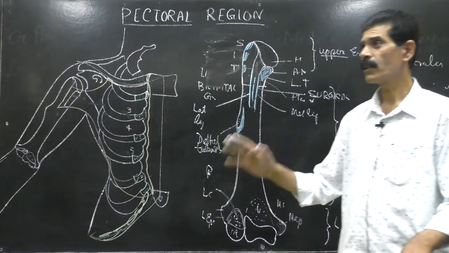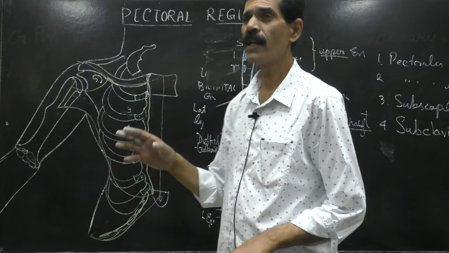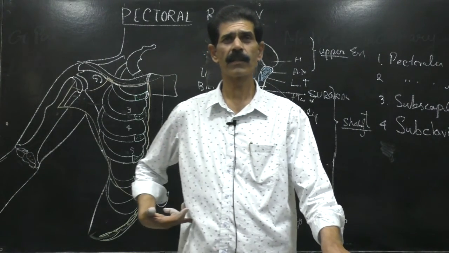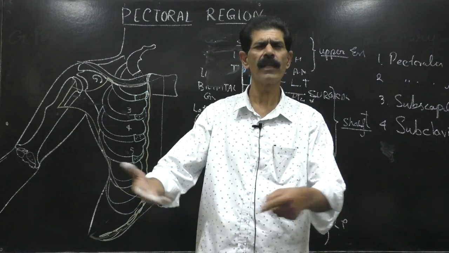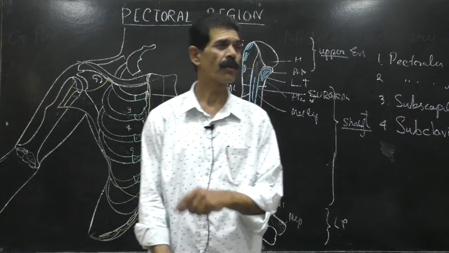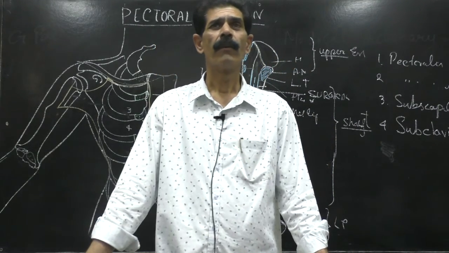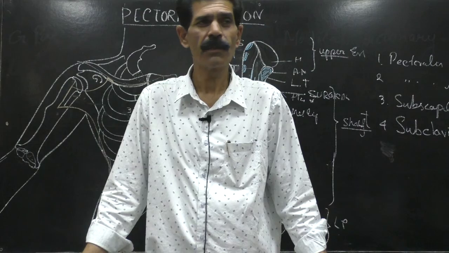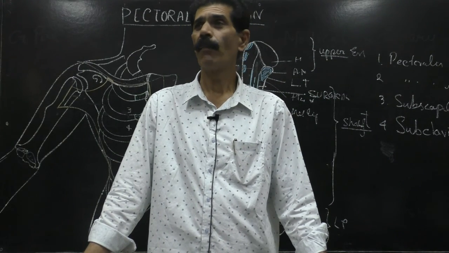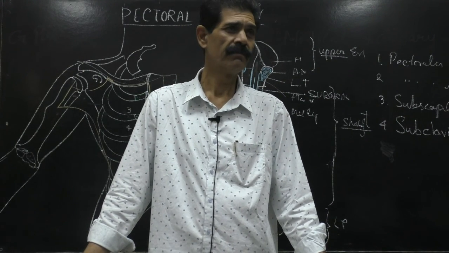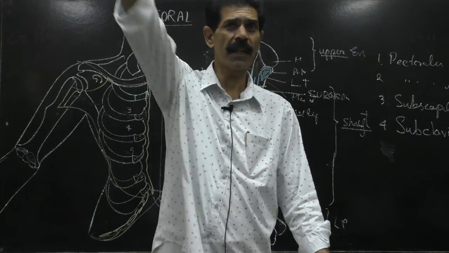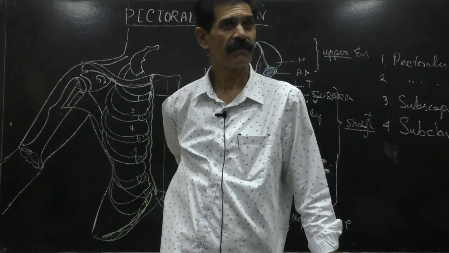Very clearly you can see all the movements of the joints. You will study the hip joint also, knee joint also, ankle joint, so many joints. But the shoulder joint is the best, because all movements are possible in the shoulder joint. It is a multi-axial joint. You can move the arm in any direction, anywhere.